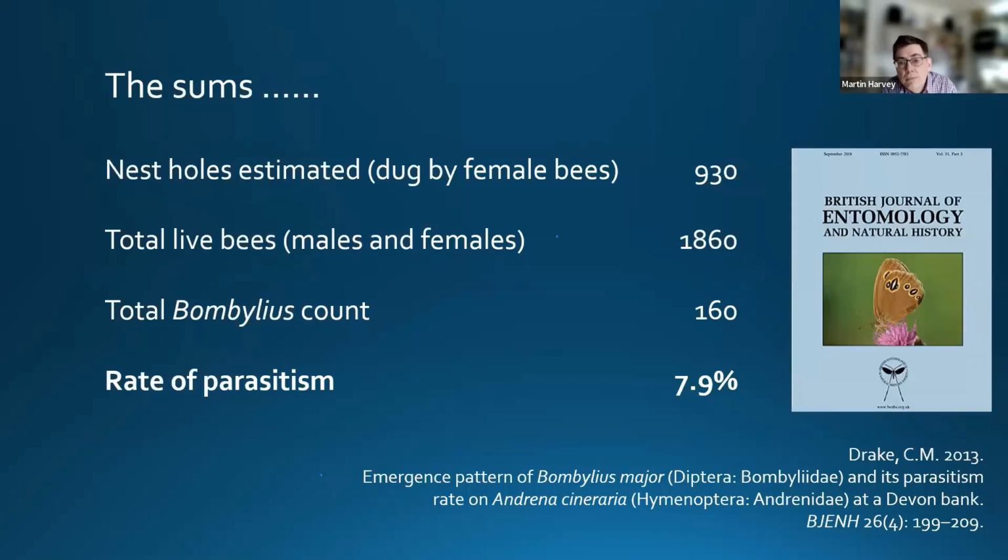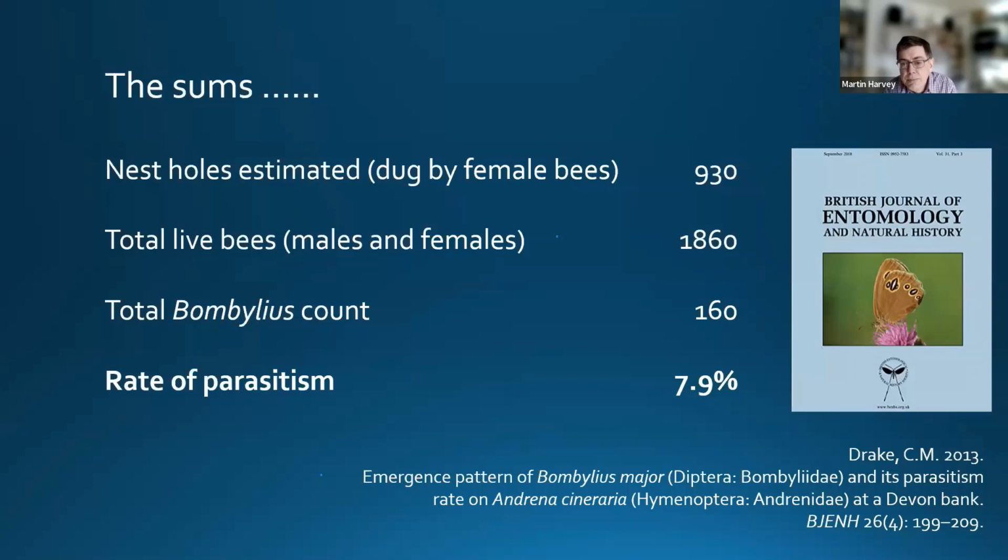So there were almost 1,000 nest holes in this length of bank, and obviously there would have been a male and a female bee associated with populating those nest holes, although the females would have done most of the work of digging them. And that count of 160 bee flies emerging represents about 8% of a parasitism rate. So 8% of the bee burrows produced a bee fly and therefore lost at least one of their bee larvae.